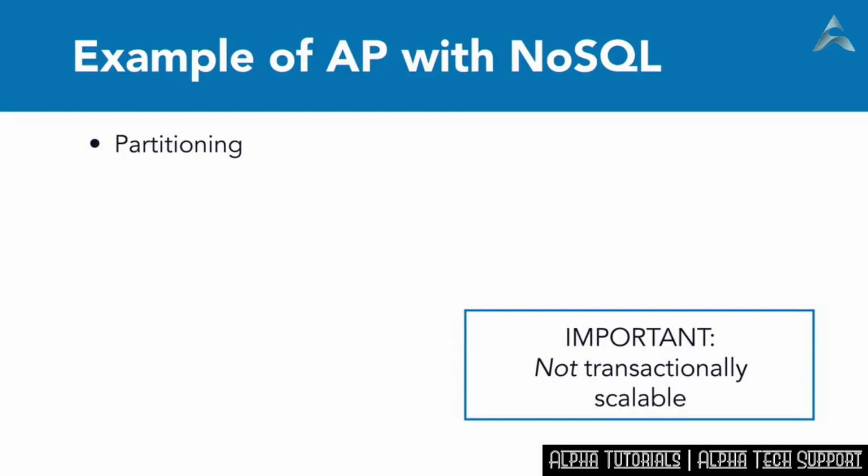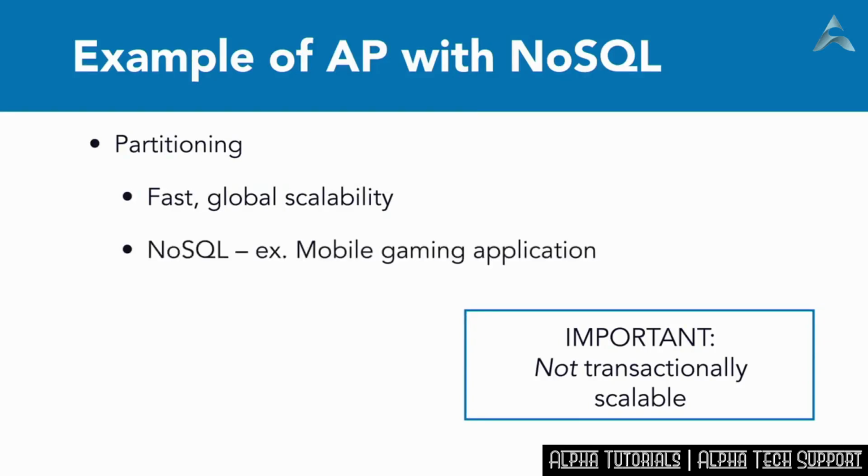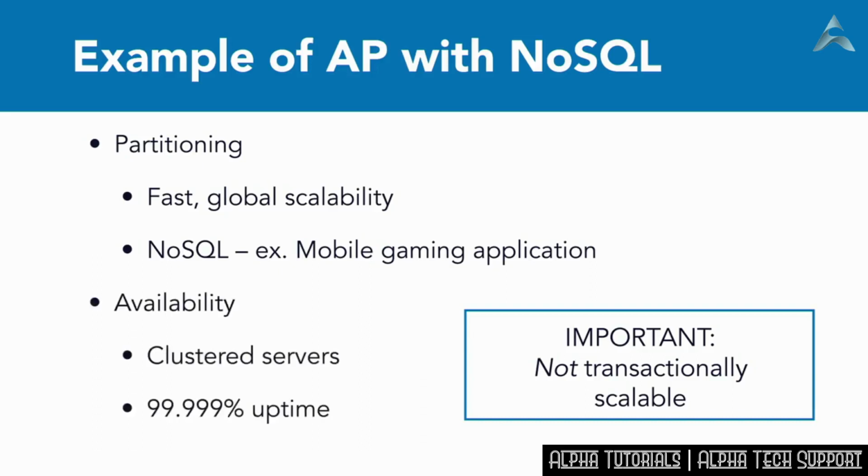So partitioning, fast and globally scalable. And if we took a mobile gaming application, we simply add more nodes. And if the data isn't consistent all the time, our game players will just hit refresh. It's not affecting their bank account, by contrast. And we can have high availability, we can have clustered servers, and we can have high uptime. But as I just mentioned, not transactionally consistent.